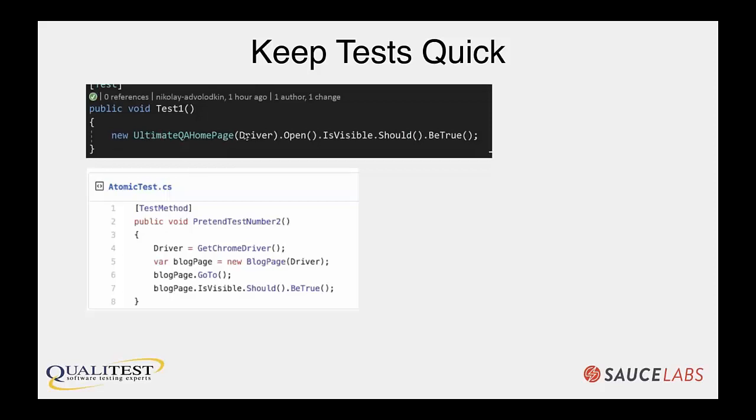So here is that test 1 test that we talked about. Here we're just opening up this Ultimate QA homepage and validating that it's visible. Here's another very quick test, right, that you've already seen, utilizing that blog page. These are tests that are quick. They run about 10 to 15 seconds on your local environment.